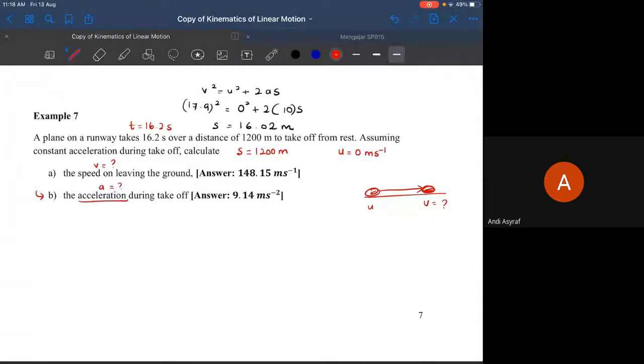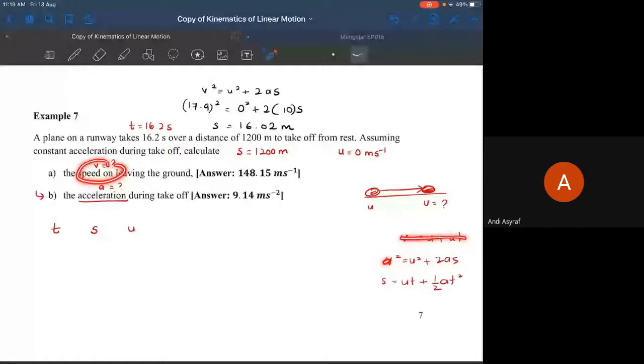So cari acceleration dulu. So we have T, we have S, we have U. So I think we can use this formula kan. Yep. Ada orang tak nampak. So Miss tulis kat sini. Okay. So obviously kita ada T, S, U. So I think we can use this one kan. Kita ada S, kita ada T, kita ada U. So nak cari A lah. Okay. Ni sebab atas tu dia minta cari V. So mesti tak boleh guna formula ni. But this one is very simple. I'm sure you can do it lah. Okay, so you just put the numbers.